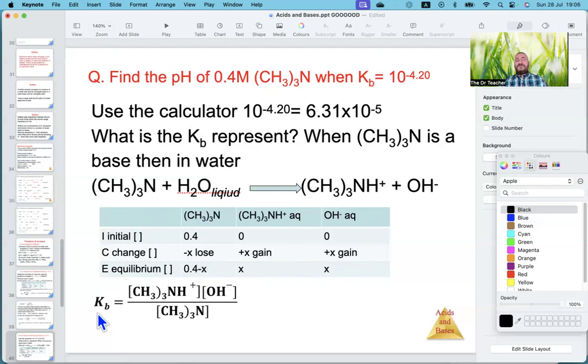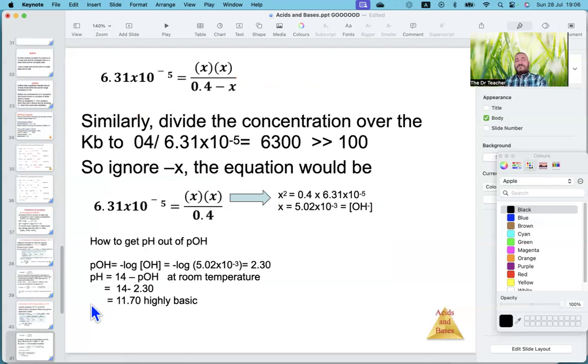So now Kb is what? The basic constant, the equilibrium constant, comes from the multiplication of the products divided by the concentration of the reactant. We ignore water because it's a liquid. And now I have here x and x divided by what? 0.4 minus x. And we have the Kb here. This amount, you replace the Kb. Okay, we will check. So now, similarly, we end up with 0.4 minus x.